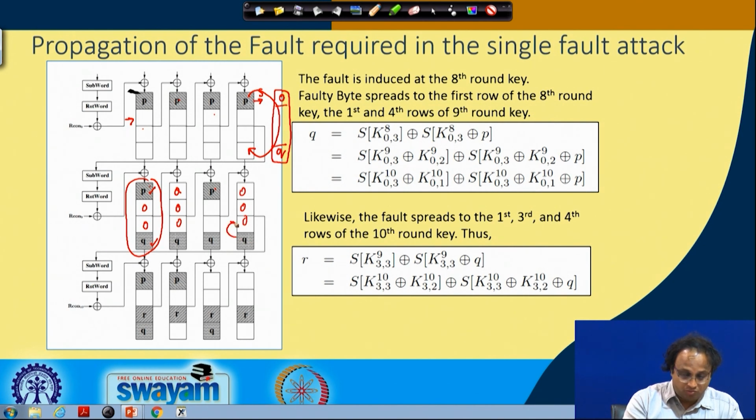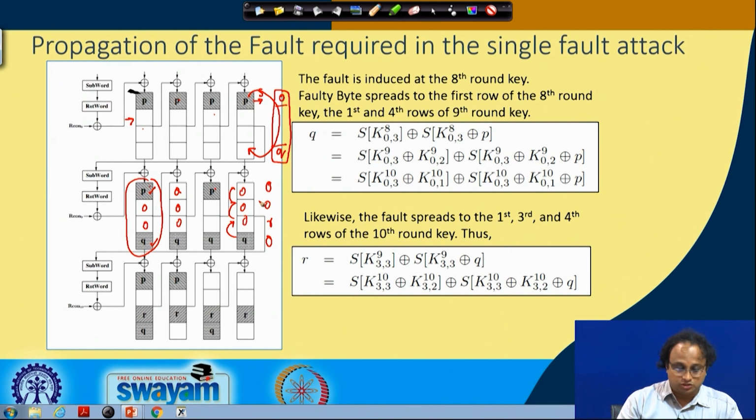you will again see that this Q will now move here because of the circular shift, and therefore you will have something like an R here, whereas a 0 will come down here, and so on. So you will see this will move here, this will move here, and this will move here. So you will have something like this.